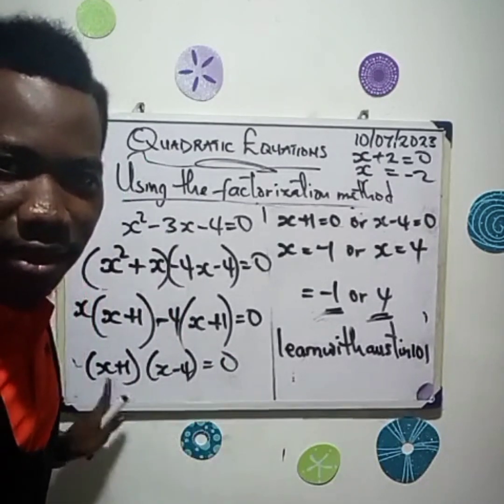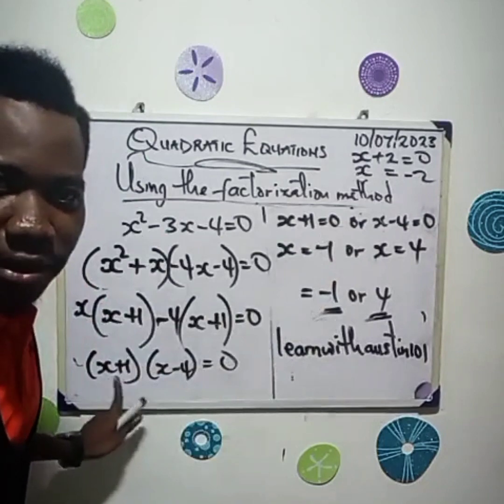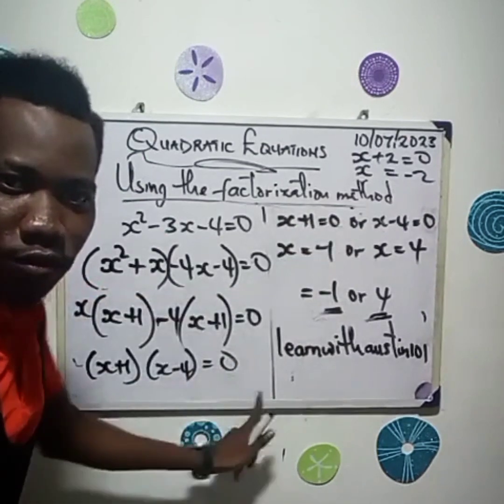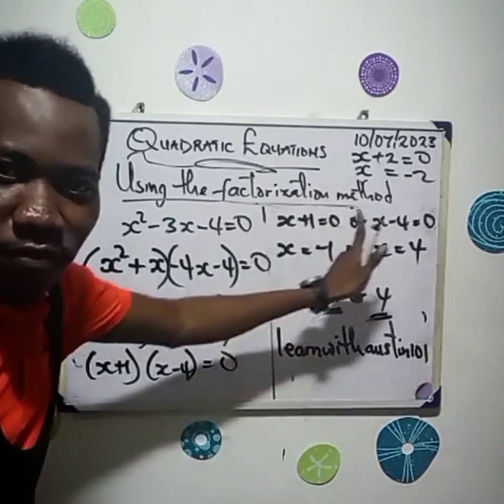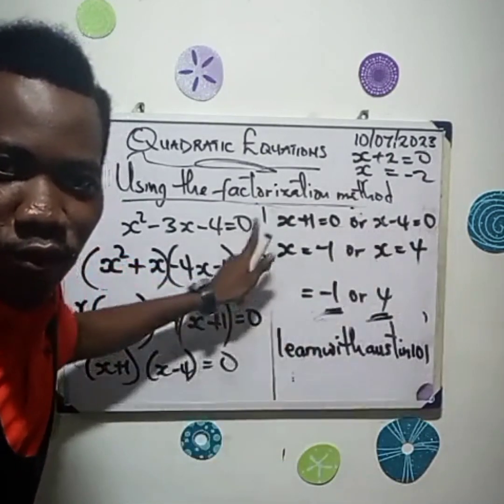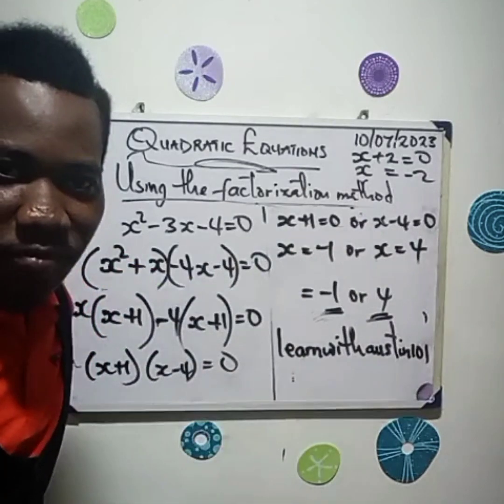Bring out what is in the bracket. Exactly, that's what we did. X plus 1 equals 0. That's what we did here. We brought it out, or x minus 4 equals 0. So then we continue from there.